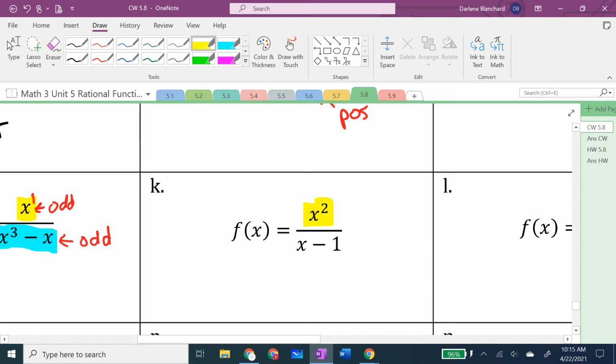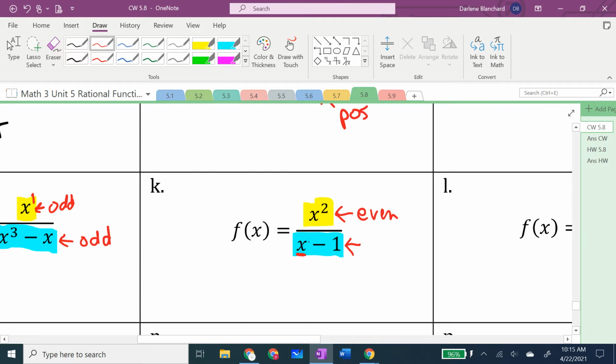All right, next, letter K. Numerator polynomial, is that even or odd? Just the numerator. That's an even. Denominator polynomial, is that even or odd, or neither? Look at that denominator really carefully.